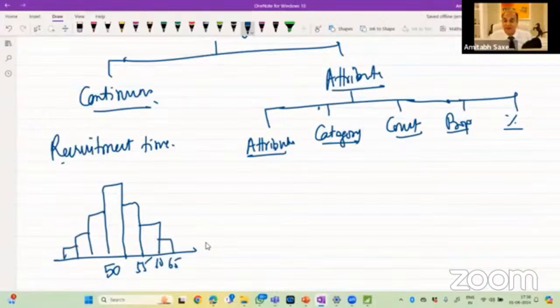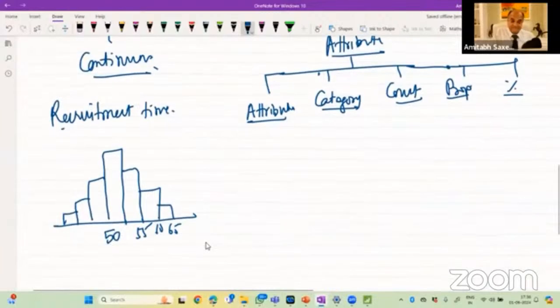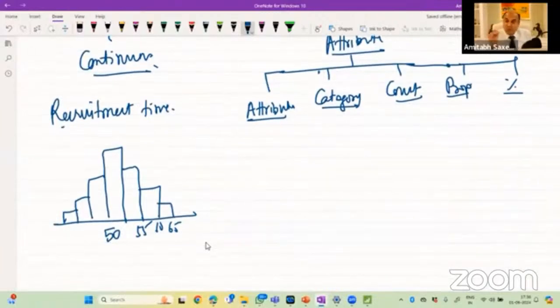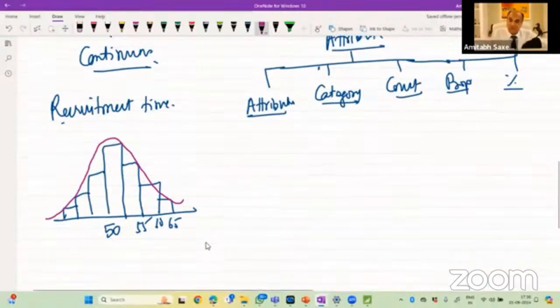And you would be surprised to know that most of the processes in the world, in the universe, I'm even talking about planetary conditions and movements, they all follow normal distribution. Normal distribution means it looks like a bell-shaped curve. It is known as normal distribution because it is normal to obtain a normal distribution. If you take your time of travel from your office to home every day, it is normally distributed.